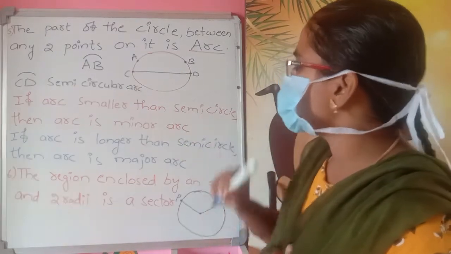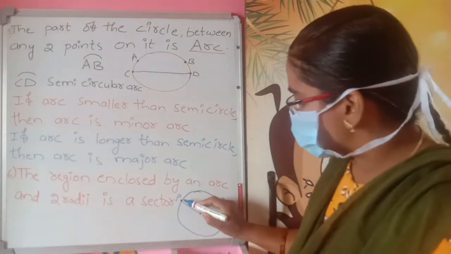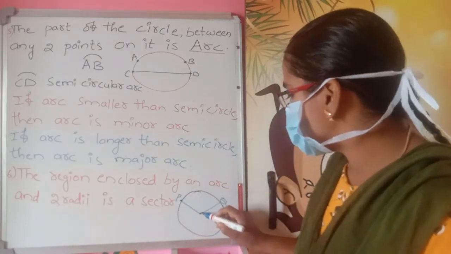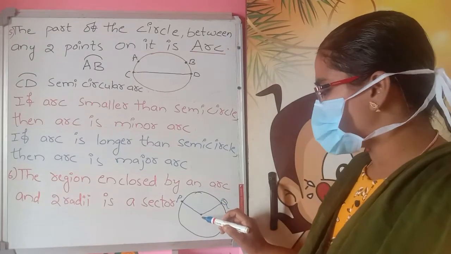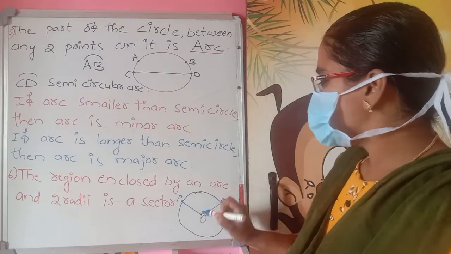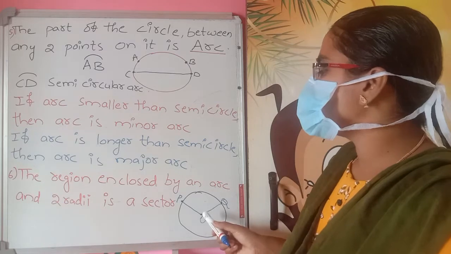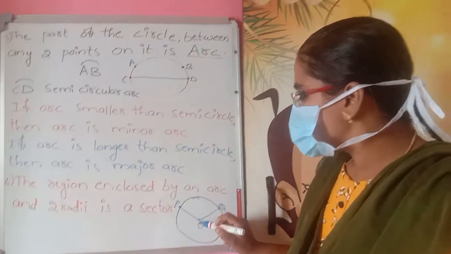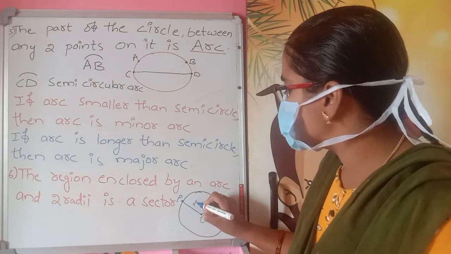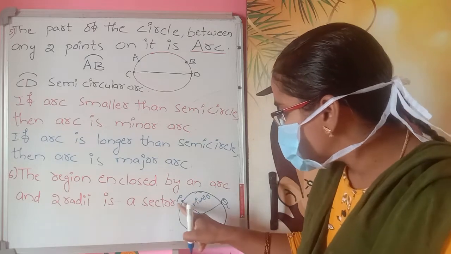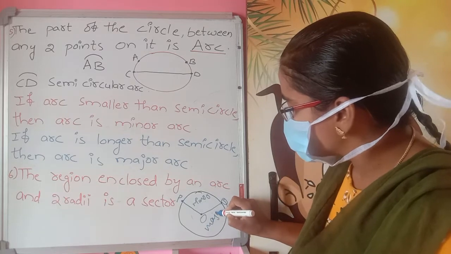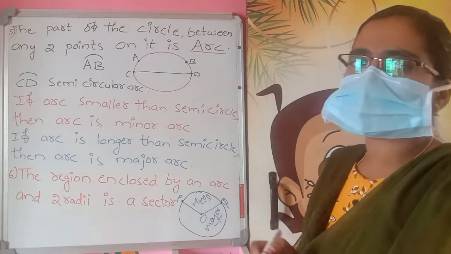Next, the region enclosed by an arc, for example PQ, and any two radii. If you take O here, OP is one radius and OQ is another radius. Two radii and an arc make a sector. This sector OPQ is called a minor sector, and the remaining one is the major sector.